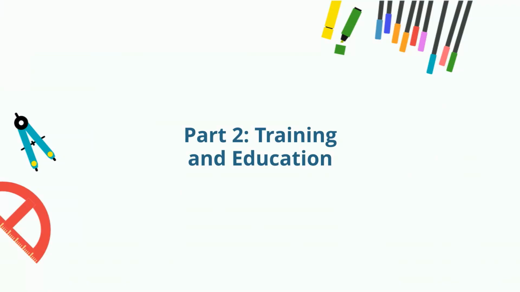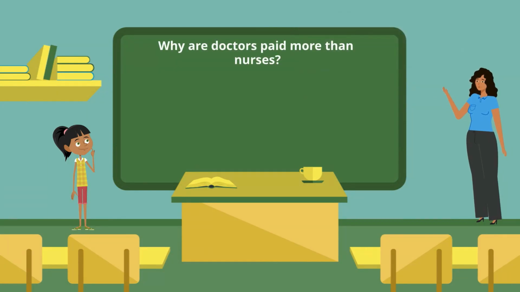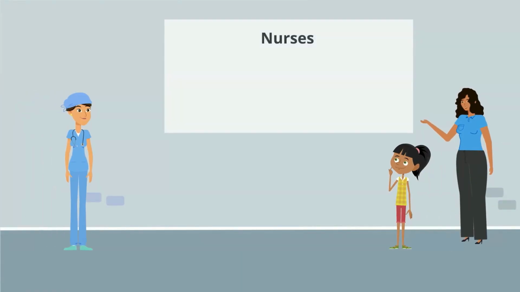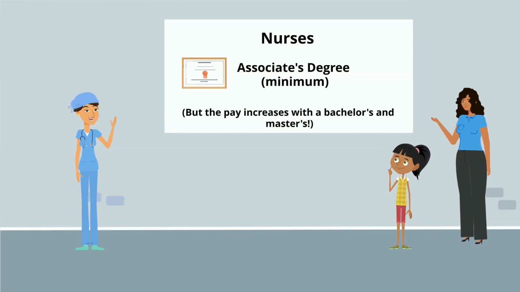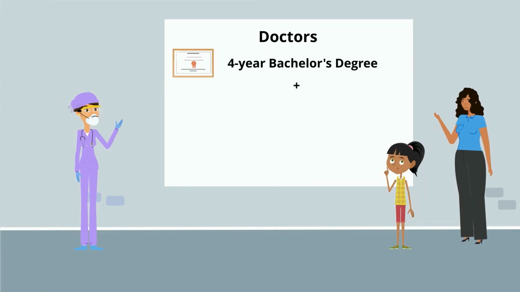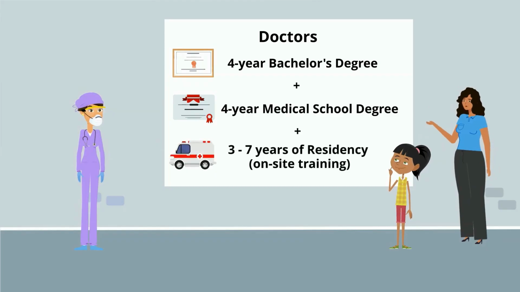Part 2. Training and Education. Let's take a look at an example that shows how experience translates to pay. We'll be comparing doctors and nurses. To be a nurse, you need at least an associate's degree, but a bachelor's and master's will get you more pay. To become a doctor, however, you need a 4-year bachelor's degree, 4 years of medical school, and 3 to 7 years of residency, much more than is needed to become a nurse.